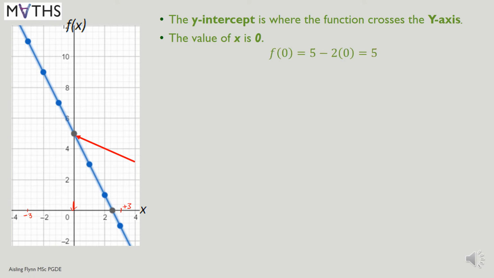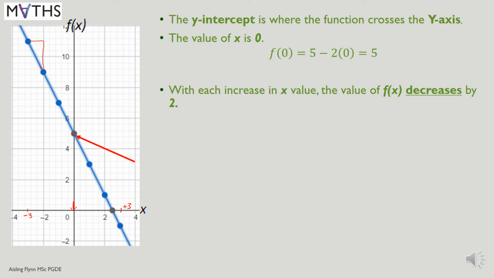Okay, so to find it algebraically, you get f of 0, so make x 0, and you get 5 minus 2 zeros, which is just 5. And we can see in this case that with each increase in the x value, as you go across one step, so if we look up here, as you go across one step, we're going down 2, we decrease by 2. Okay, so this is a decreasing function. As you go from left to right, the line is falling. And we can also say that the slope of this line is -2.